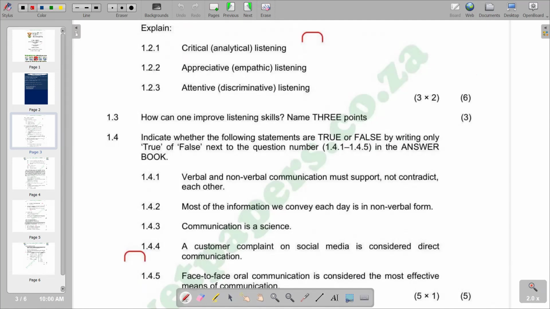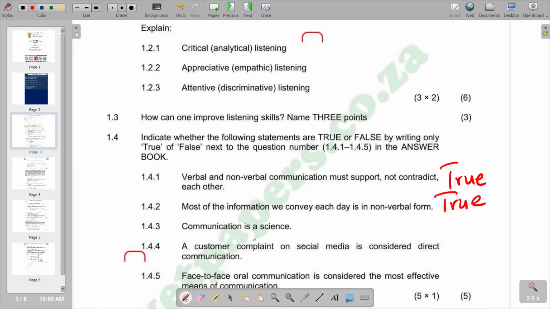So for 1.4.1, we have true. Then 1.4.2: most of the information we convey each day is in non-verbal form, which is correct. Mostly sign language is the most used form of communicating in most cases, especially when the proximity is not very near. When we are communicating with a person who is a bit far, obviously you are going to use non-verbal communication. So we are saying true.